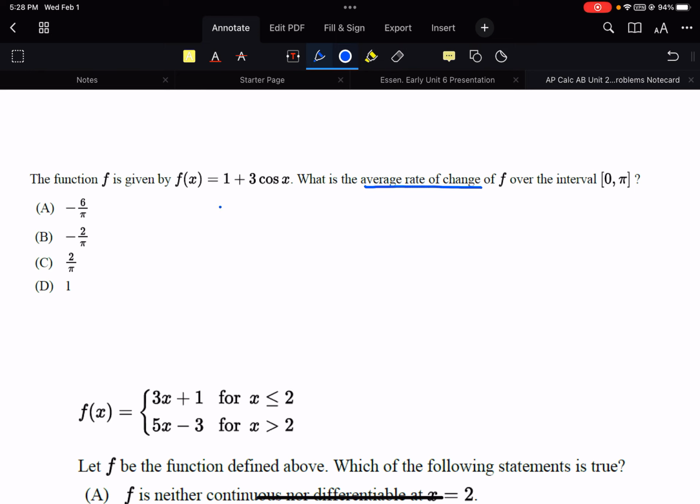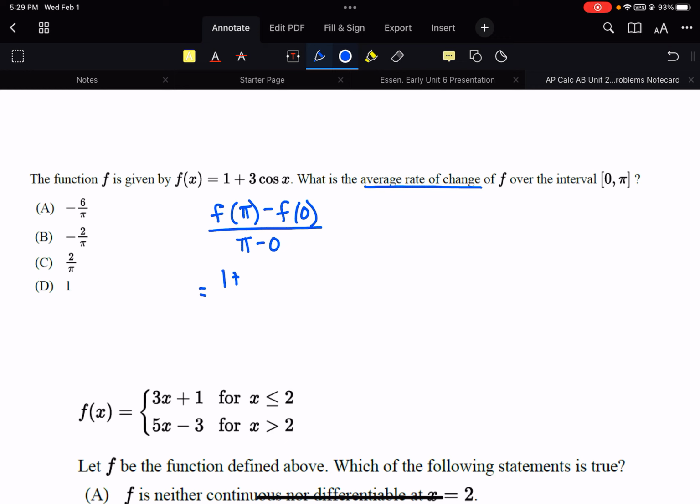To find average rate of change, we would have to find f of pi minus f of 0 over pi minus 0. Now, if you are not great with trig, or if you just want to avoid it at all times, this is it. Oh no, this is a non-calculator. Just kidding. I was going to say you can use your calculator, but you cannot. So we need to evaluate f of pi.